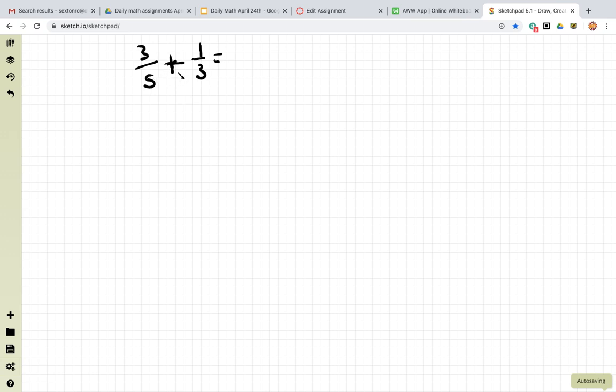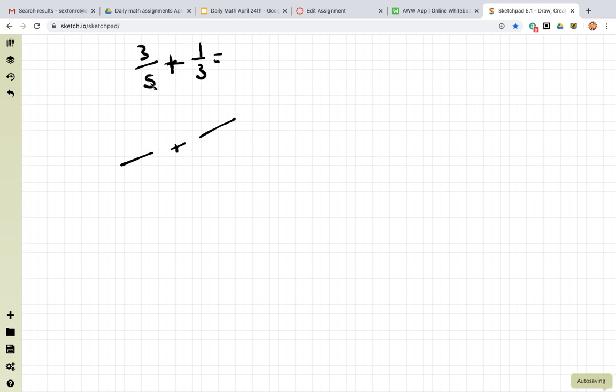But here is an example of the kind of problem we're working on today. We've got 3/5 plus 1/3. Now I can't add 3/5 to 1/3 because fifths and thirds are not the same. Remember the invisible box, right? You can't add or subtract anything unless it's the same. These are fifths, these are thirds. I've got to change their name to something that is the same for both. To do that, I'm going to rewrite them as another fraction.